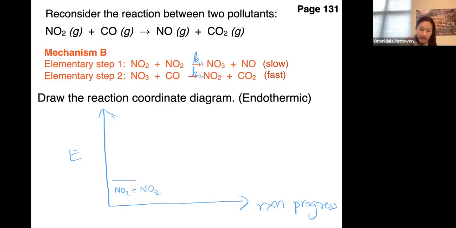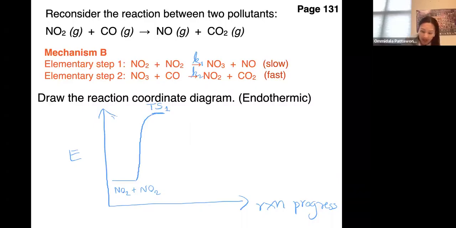Okay, so as they collide, they need to collide with proper orientation, right? So that means it's going to go to the transition state. And because it's going to be the slowest step, that indicates the activation energy of this step would be very high, right? So it's going to achieve this transition state. I'm going to call it transition state 1.